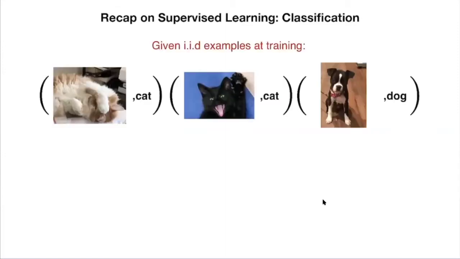All right, so let's recap supervised learning. Let's start from classification. You've probably seen this image before. I have training data that consists of i.i.d. examples, where each example has an image of a cat or dog, and I have a label.